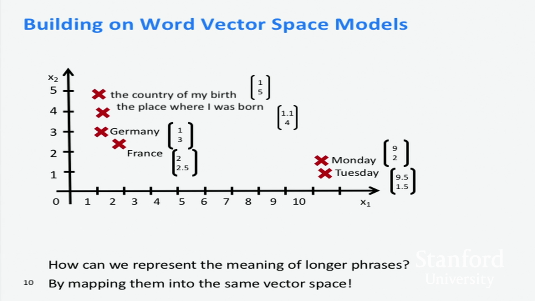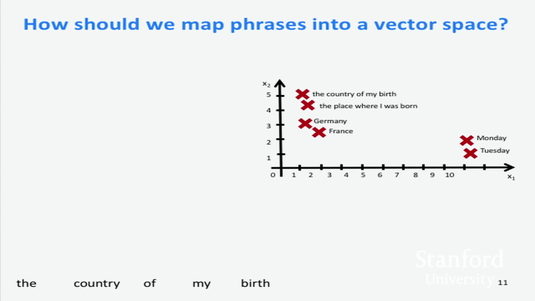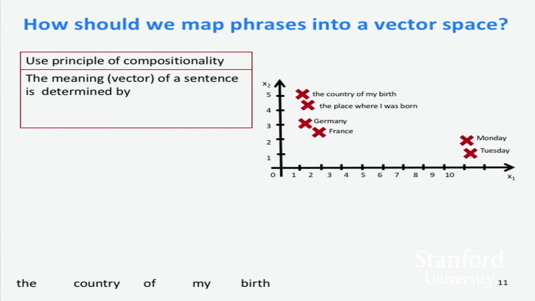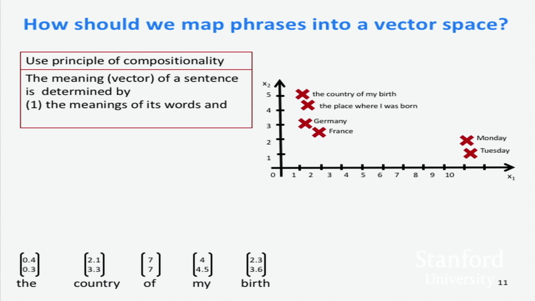So again, that's what we're going to want to do for these bigger phrases in language. So we're going to have something like the country of my birth, and what we'd like to be able to do is semantic composition. We'd like to use the principle of compositionality, a famous idea from philosophy of language and semantics, which says you can derive the meaning of a phrase or a sentence by starting with the meaning of its words and having some kind of composition function, so that you can calculate meanings of bigger units as you combine things.